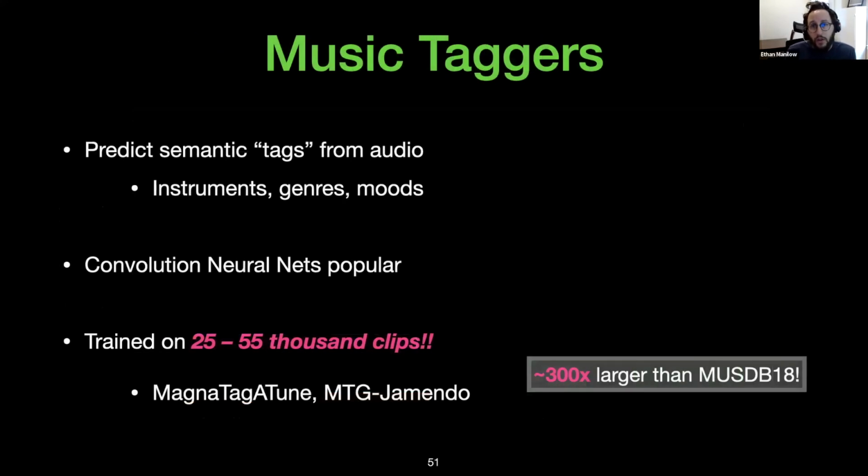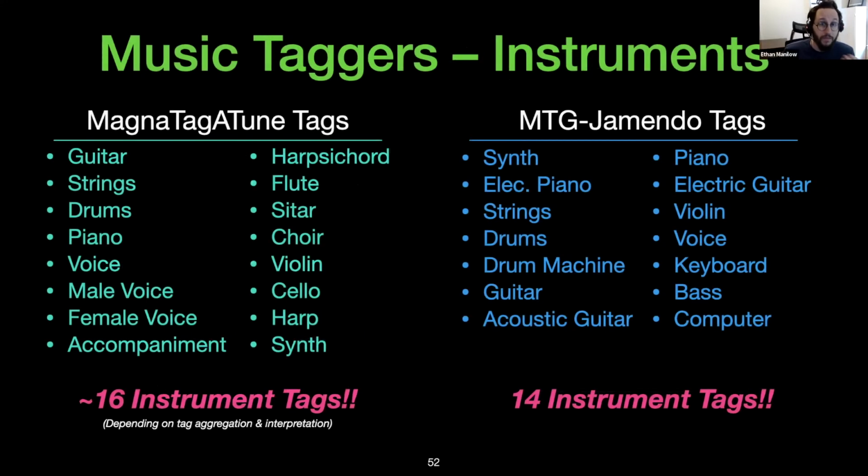So a music tagging model trained on a standard data set has seen about 300 times more data than a separation model trained on MUSDB18, but the sheer size of the data isn't the only thing that's nice about music taggers. It's that these instrument tags are way more diverse than what MUSDB18 supports. With standard music tagging data sets, the resultant models have seen up to 16 types of musical instruments compared to MUSDB's 4 source types. So great, music tagging, check.